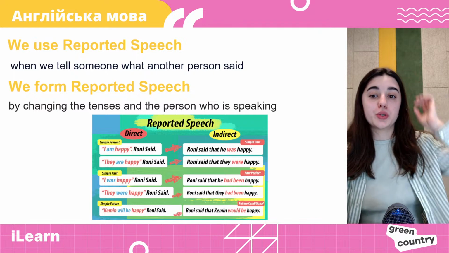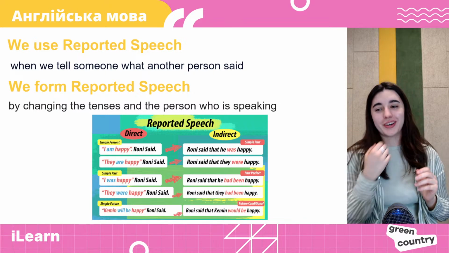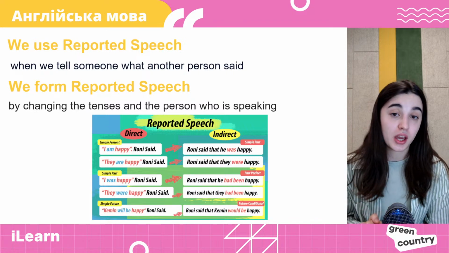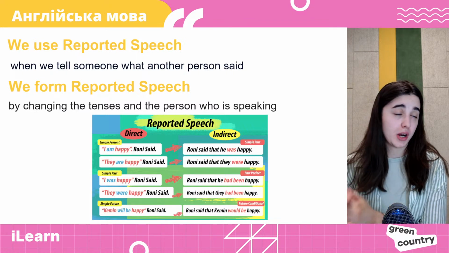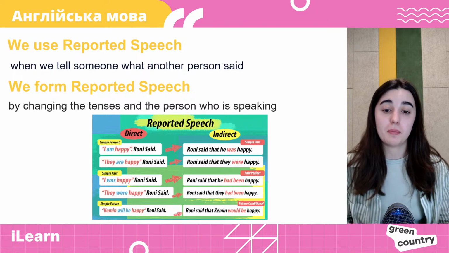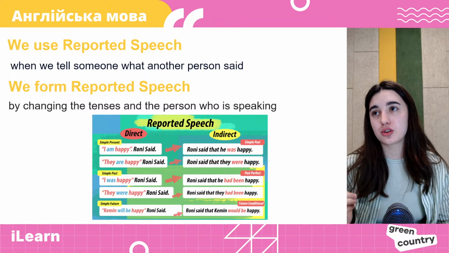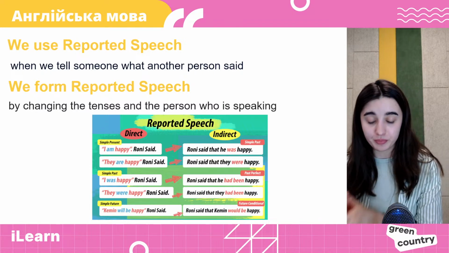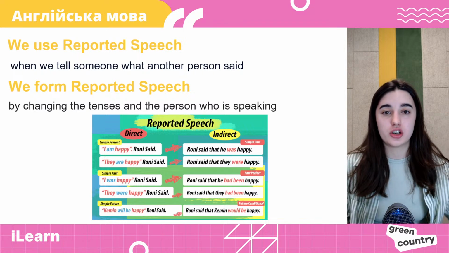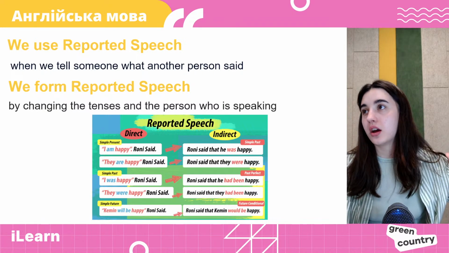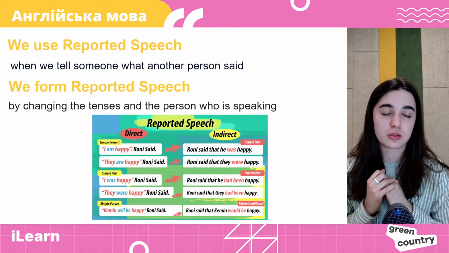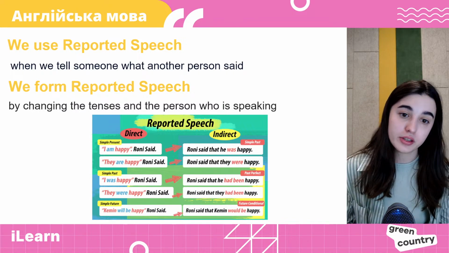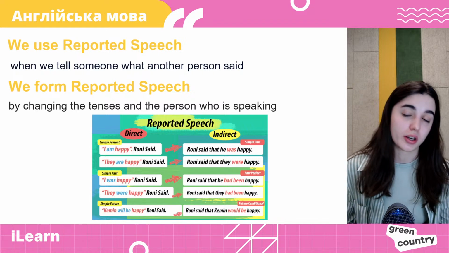So why do we use reported speech? We use reported speech when we tell someone what another person said. For example, I have a friend, Masha. Masha said something to me, but I went to Sonia, and Sonia asked, what were you talking about? And I say, Masha said that she had been dating a boy for, I don't know, for 3 days, for example. So there we are talking about some other people's words.